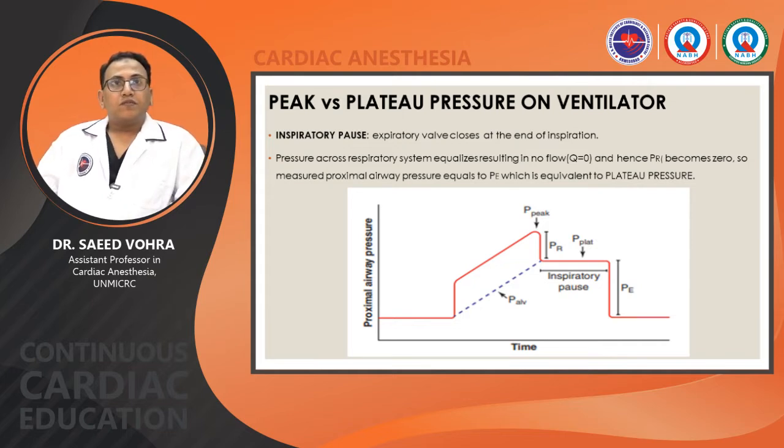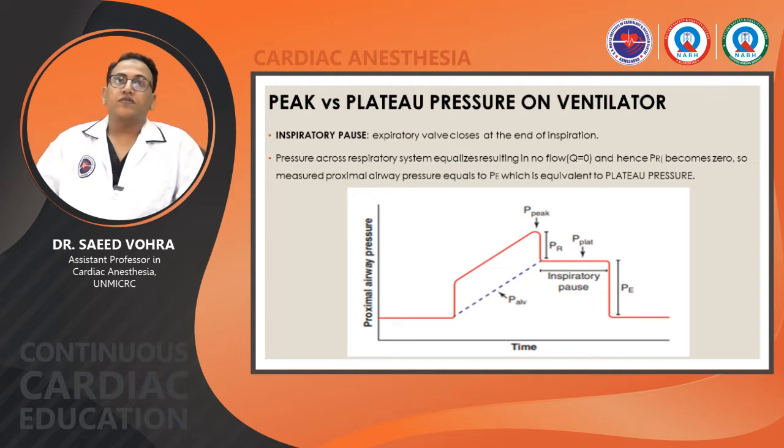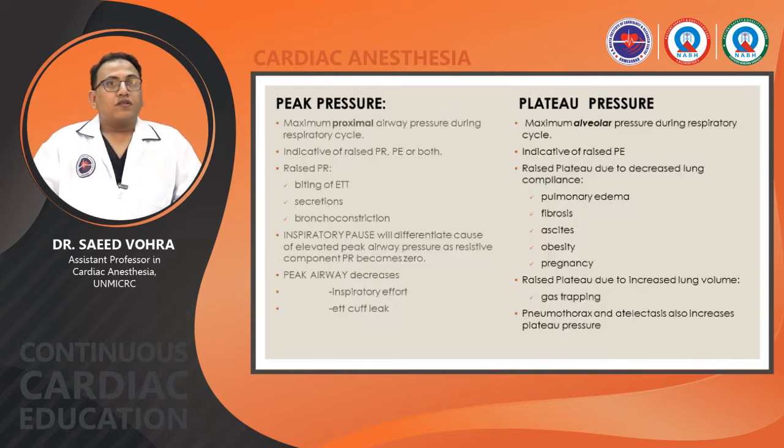Now, peak pressure versus plateau pressure. Peak pressure, as we have seen, is the result of the resistive component plus the elastic component, and the plateau pressure is the result of the elastic component. So whatever factors change the elastic component affect both the plateau pressure and the peak pressure, but factors which affect the peak pressure, like secretions, biting of the endotracheal tube, and bronchoconstriction, do not affect the plateau pressure. The peak pressure is the maximum proximal airway pressure during the respiratory cycle, whereas the plateau pressure is the maximum alveolar pressure during the respiratory cycle.